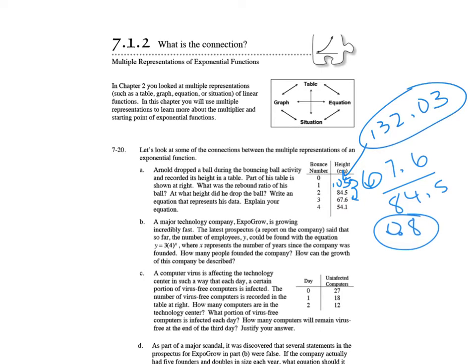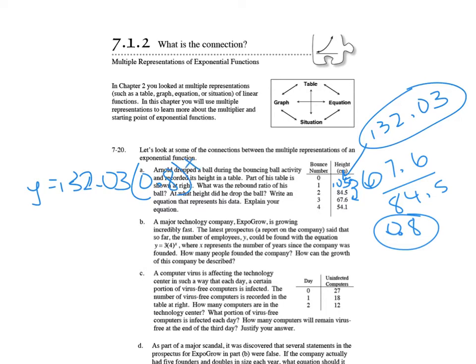We know that we're going to have a rule that looks like y equals a times b to the x, where a is the starting point, which starts at 132.03, and the multiplier is times 0.8 to the x power.